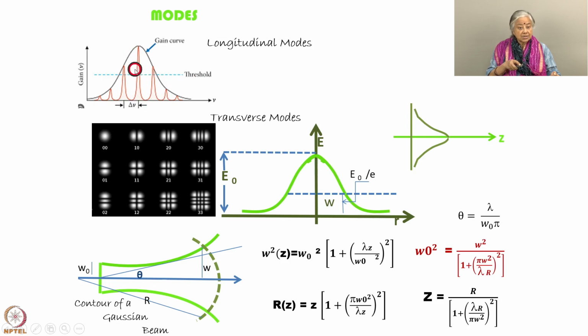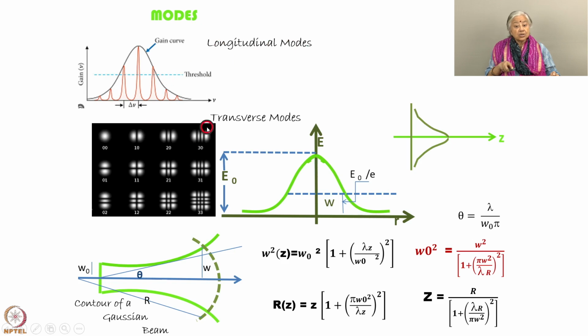It has to cross the loss line or the threshold line, then only it will lase. So, here you can see this mode will lase and this mode will lase and this mode will lase. So, 3 modes can lase. That means 3 frequencies are possible, but finally maybe only one of them will lase because these 2 will probably get suppressed. Anyway, the idea of showing this is that this is the longitudinal mode.